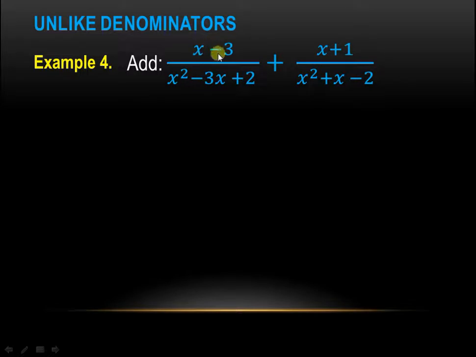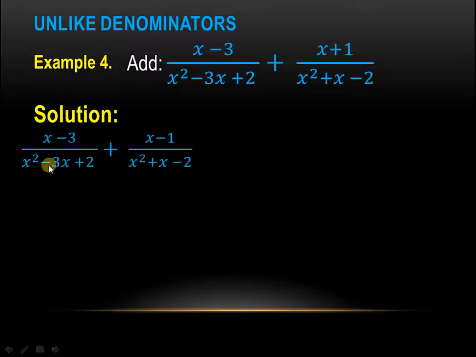Add x minus 3 all over x squared minus 3x plus 2 and x plus 1 all over x squared plus x minus 2. Again, we cannot expand this, so what we're going to do first is to check the factors of the denominators. The factor of this expression is the quantity of x minus 2 times the quantity of x minus 1, while the factors of this expression are the quantity of x minus 2 times the quantity of x plus 1.